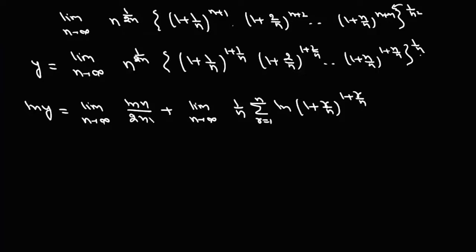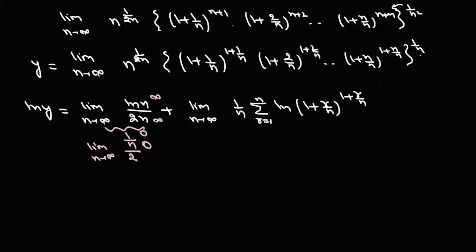Now this first limit is simple. This is infinity upon infinity form. If we use L'Hopital's rule, then we can write the derivative of log n is 1 by n, and the denominator is 2. And if we put the limit n tends to infinity, it will be 0. So the answer to this first part is 0. And this second part, we can change it into integral form.